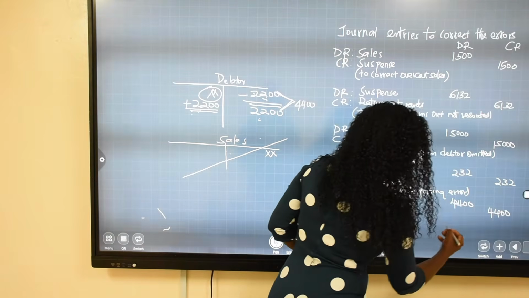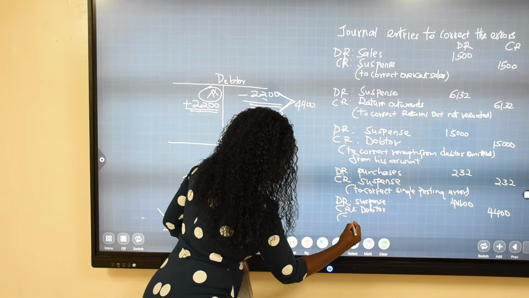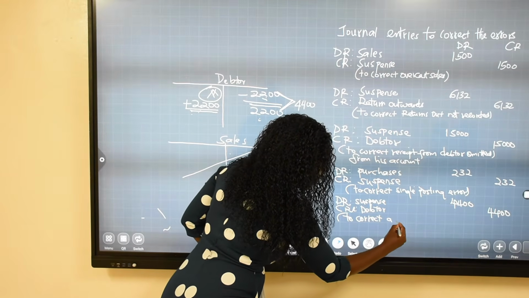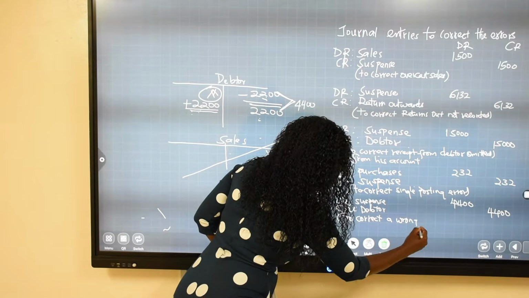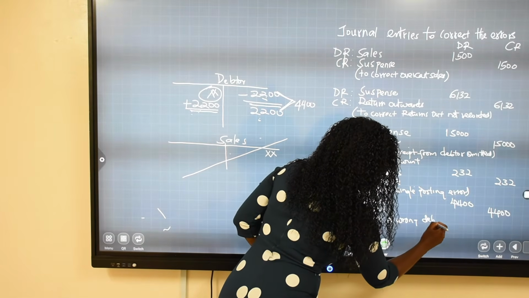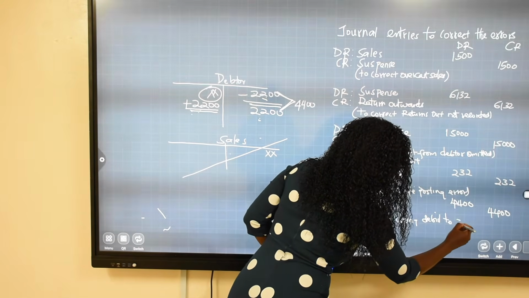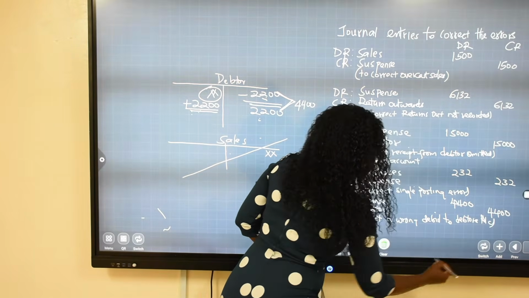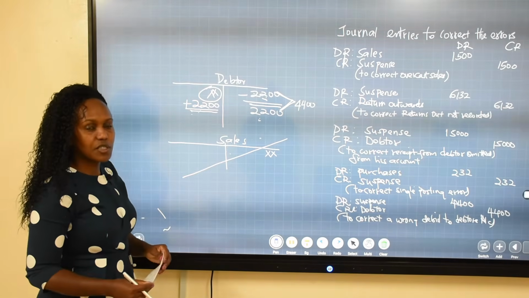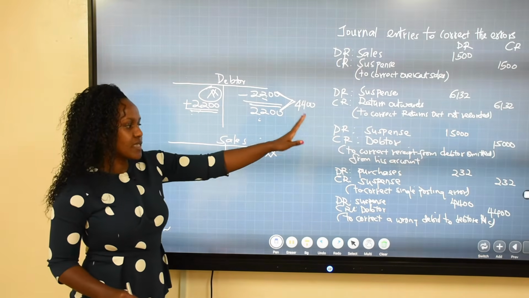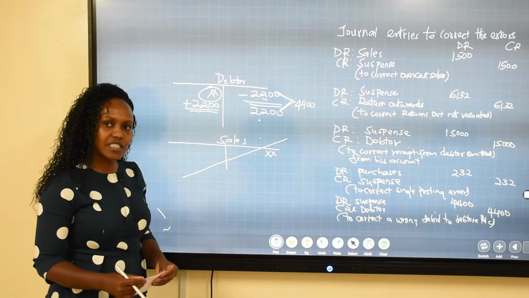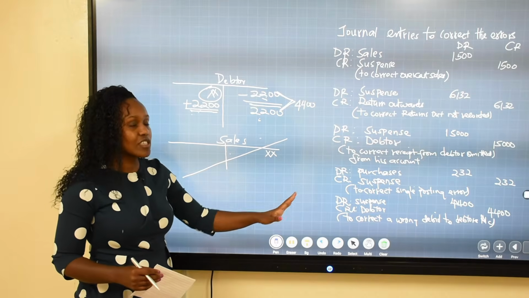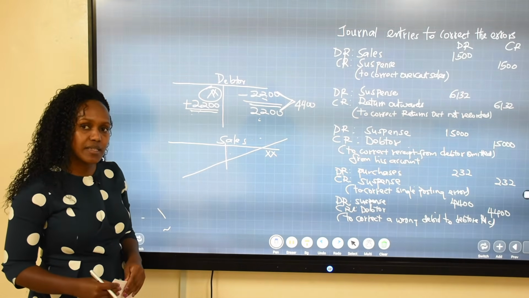So we are going to debit and credit 4,400. Then we can say to correct a wrong debit to debtors account. So you can say that it is just to correct a wrong debit to debtors account. Now, this is how you do the journals to correct the errors affecting the trial balance. But it does not end there. We have to prepare the suspense account.